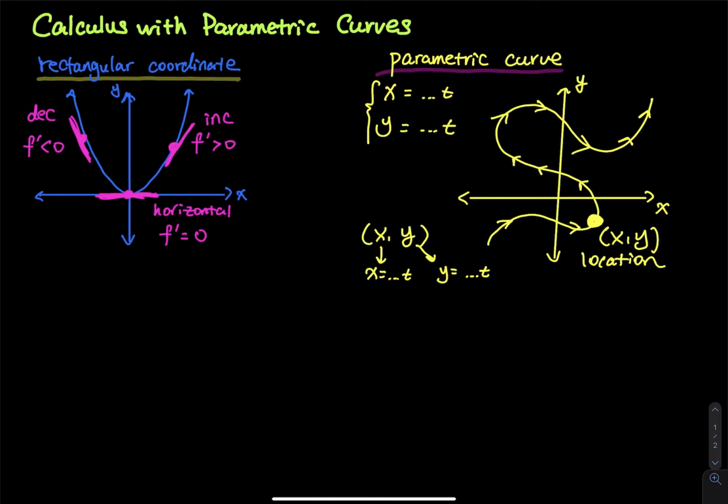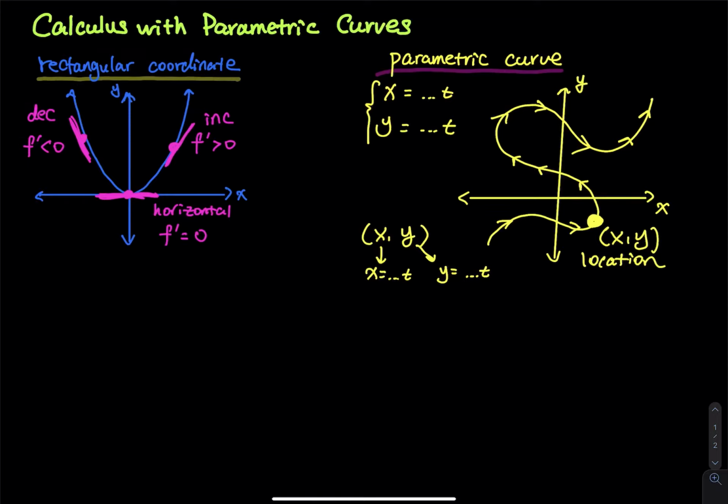All right, what about the parametric curve? For the parametric curve, we have one parameter t that links two functions. One is function x, the other one is function y. I have an example of a parametric curve for you. We have a yellow curve, and then we have a particle. The particle follows the path of that curve, right?